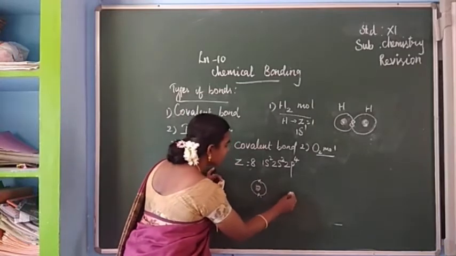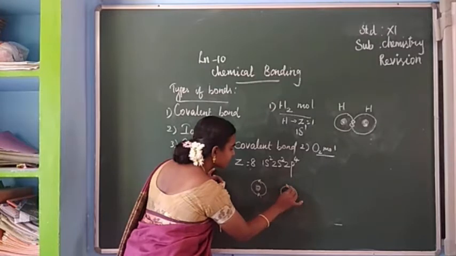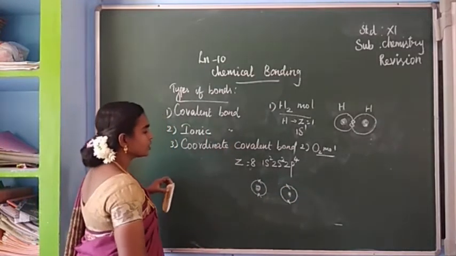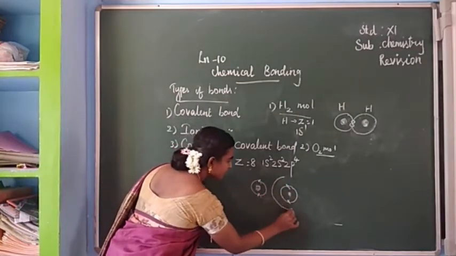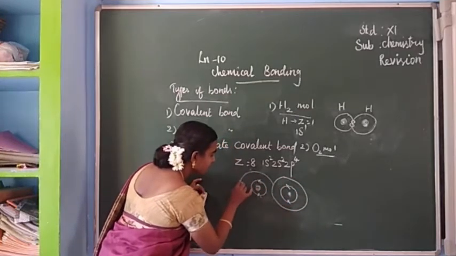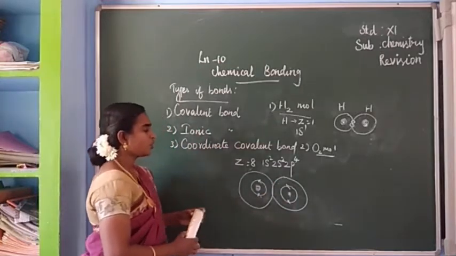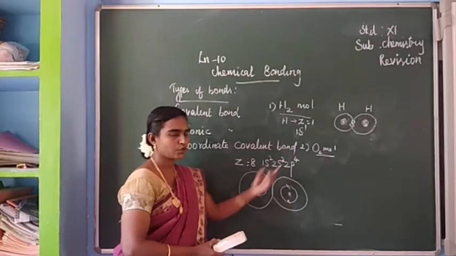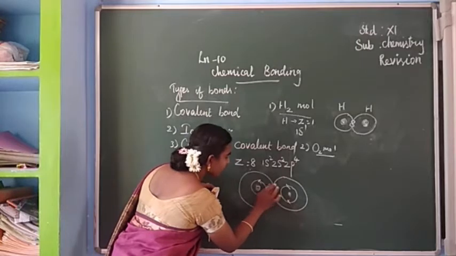And here also one more atom we are going to draw, that is 1s2, 2 electrons are there. Then next, okay. So how many electrons are there? 4 plus 2, 6 electrons are there. So here it becomes 3 pairs this time.